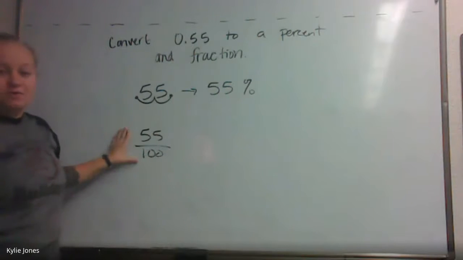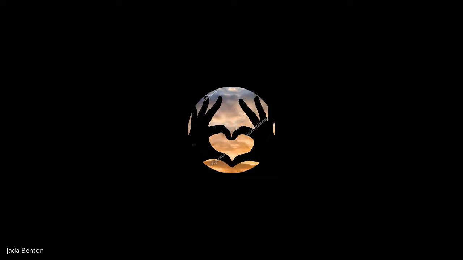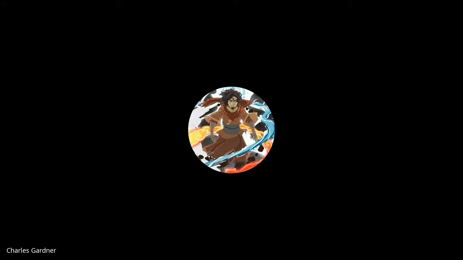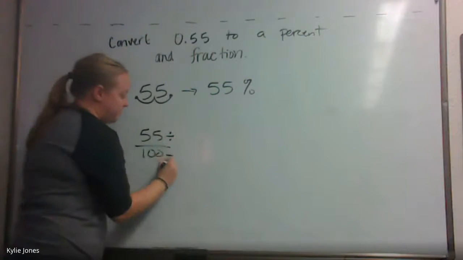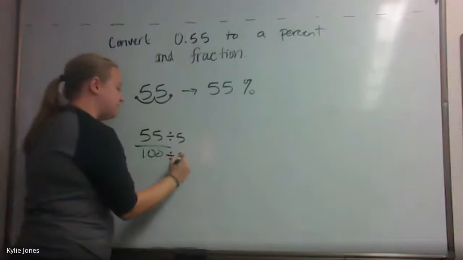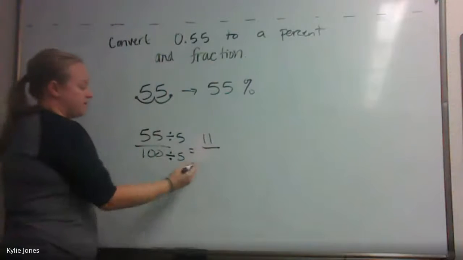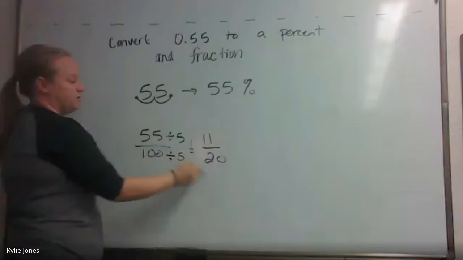But I would only give you half credit for this answer. Why? Because we need to simplify. So what number goes into both 55 and 100? 5. Good, 5. What's 55 divided by 5? 11. And 100 divided by 5? 20. Can I simplify that any further? Nope. So there's your answer.